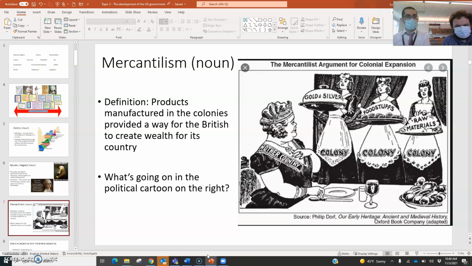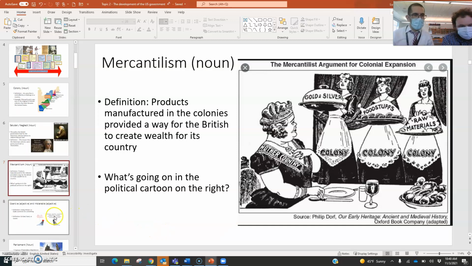So we can see what's going on in that political cartoon. They have the mother country, representing Britain, sitting at the dinner table, and then they have the colonies serving the mother country their gold, their silver, their foodstuff, their raw materials, these valuable products that the colonies were generating, being served up, as you can see in the political cartoon, on a literal platter to the mother country, in this case, Great Britain.